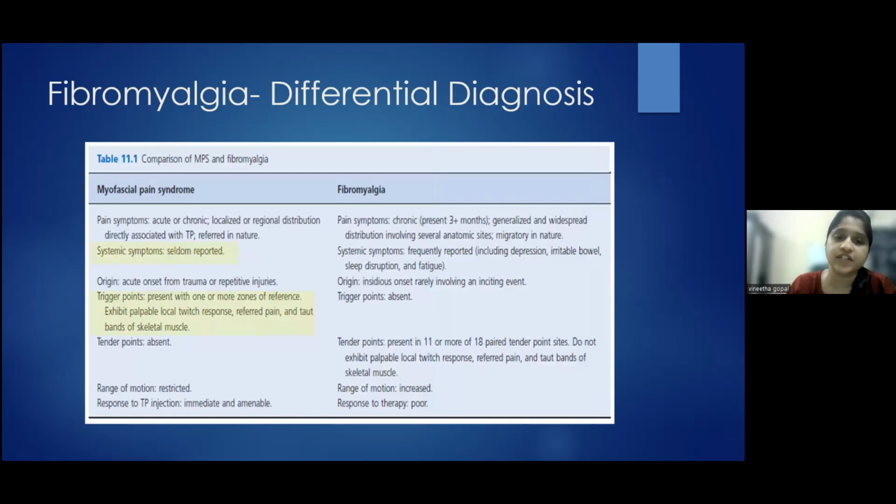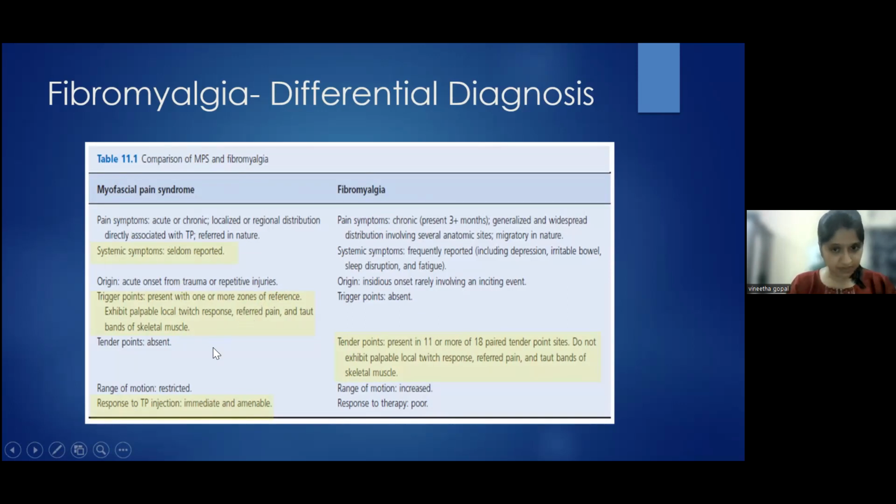Trigger points and tender points, we already discussed. Response to trigger point injection is the last one. Somebody was asking me: in fibromyalgia, the response is often poor, whereas with trigger point injection in myofascial pain, it is immediate and a very good response.